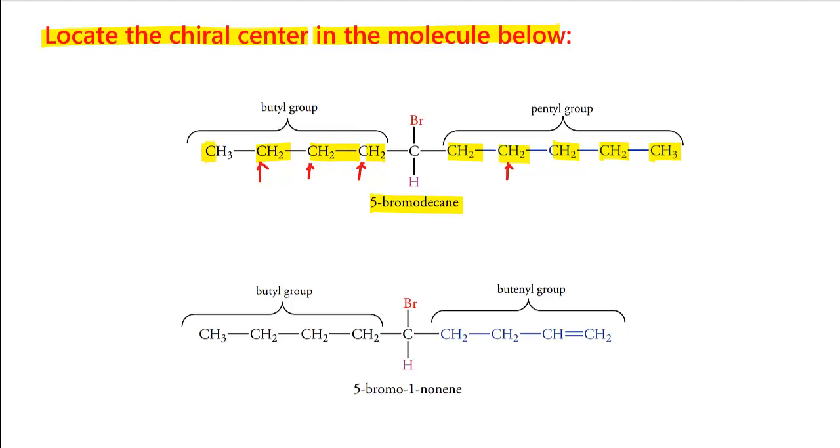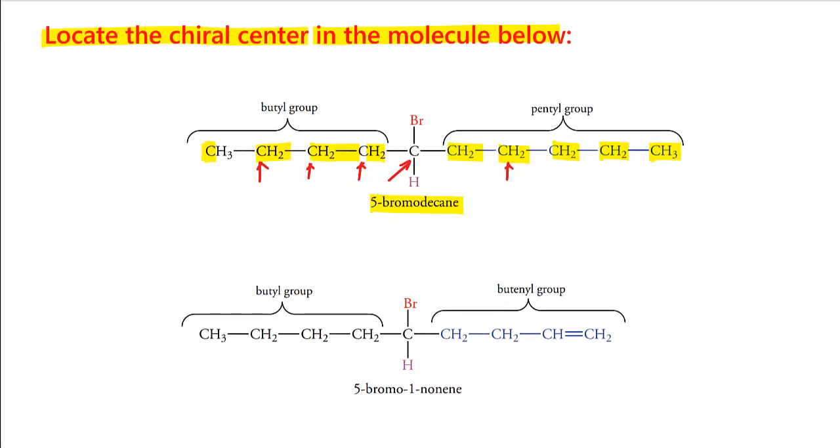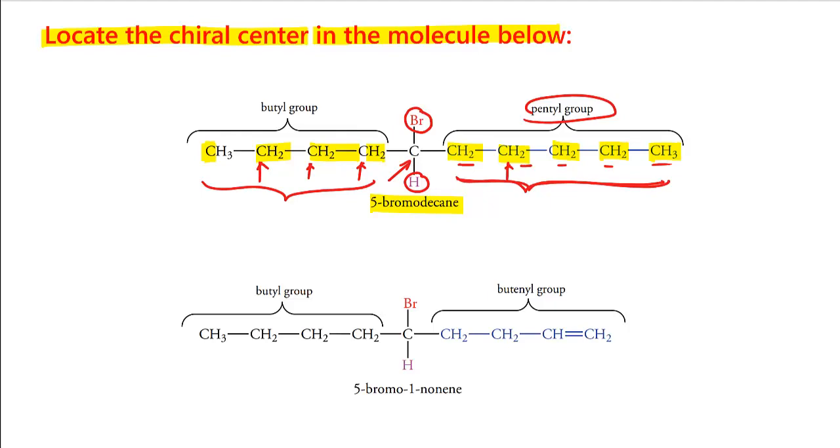Now what about this carbon? This carbon contains a bromine group, a hydrogen group that is different, and on this side I have pentyl. So 5 carbon is called pentyl: 1, 2, 3, 4, 5. This is an alkyl group of 5 carbon, that's why it is called pentyl. So this side I have a pentyl group. What about this side of this carbon? This side we have a butyl group.